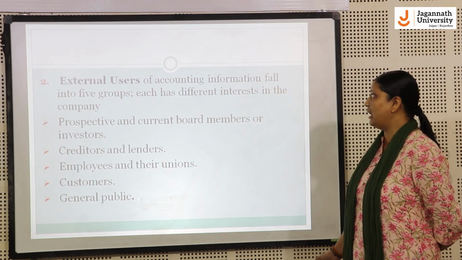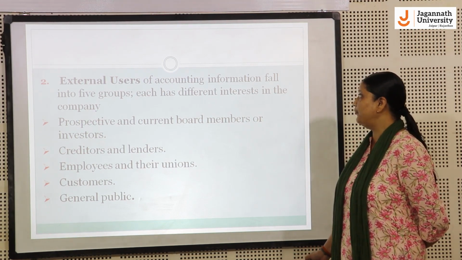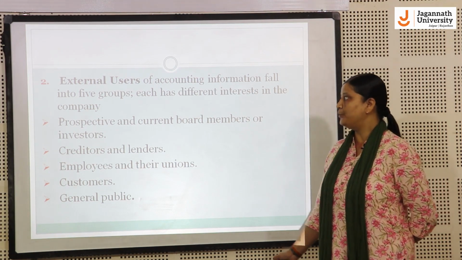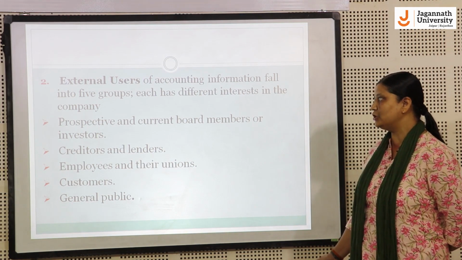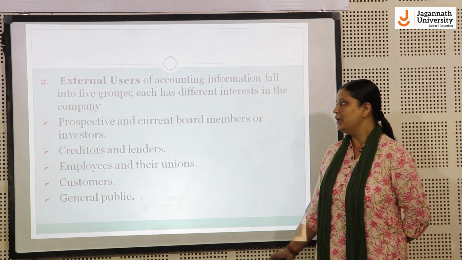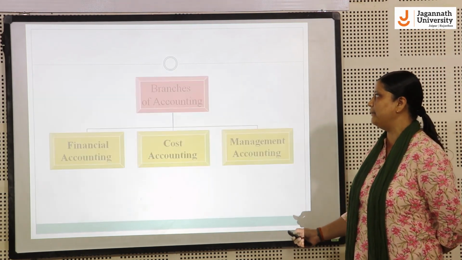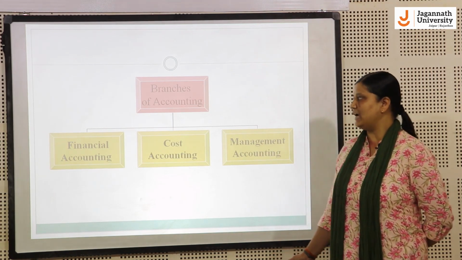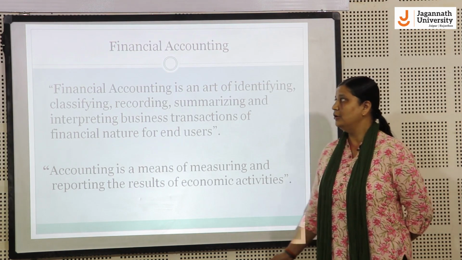External users of accounting information fall into 5 groups. Each has different interest in the companies. These groups are prospective and current board members and investors, creditors and lenders, employees and their unions, customers and general public. Accounting can be classified into three branches, that is the financial accounting, cost accounting and management accounting.